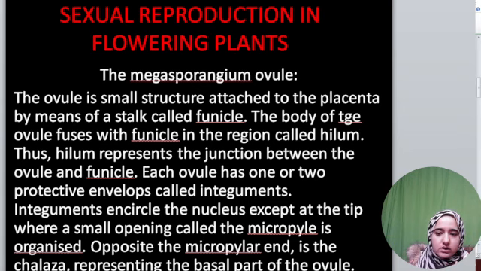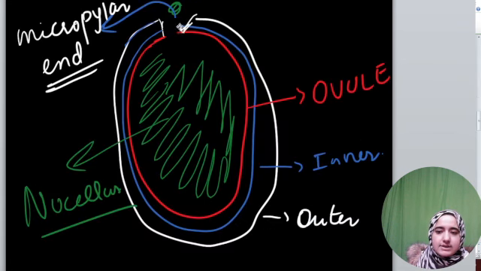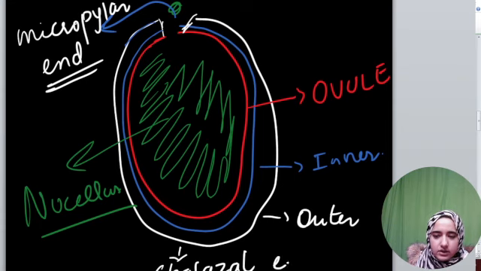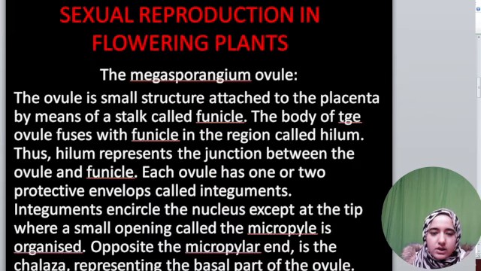Okay, since this is the micropylar end, the site opposite to the micropylar end is known as the chalazal end. Okay, this is the micropylar end, and the site which is present opposite to the micropylar end is known as the chalazal end. Okay, very nice.